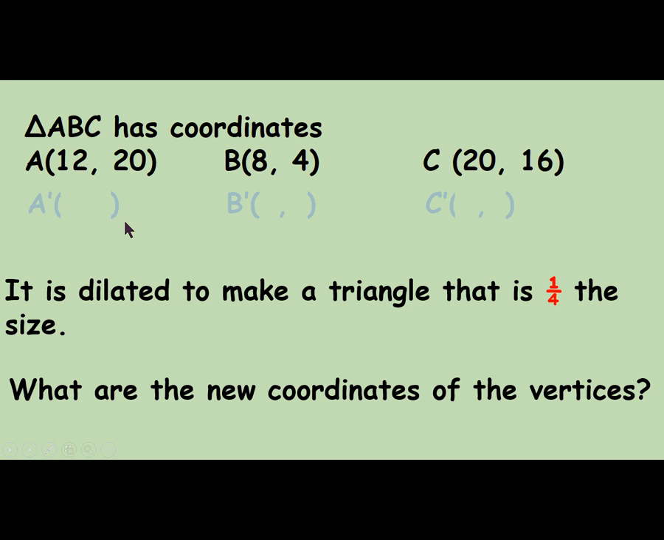So in this case, we're going to take each of these numbers and we're going to multiply it by 1/4. 12 times 1/4 and 20 times 1/4. That'll be 3, 5. 8 times 1/4 and 4 times 1/4. That'll be 2, 1. 20 and 16, when we multiply by 1/4, become 5 and 4.